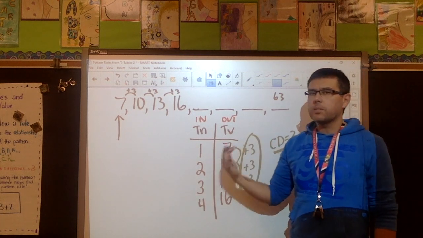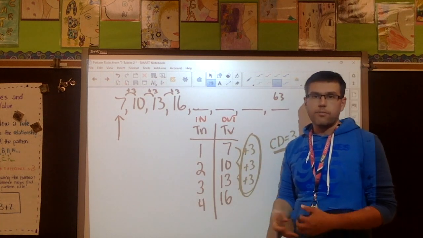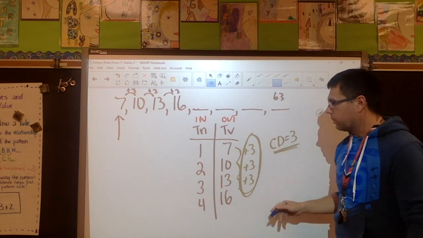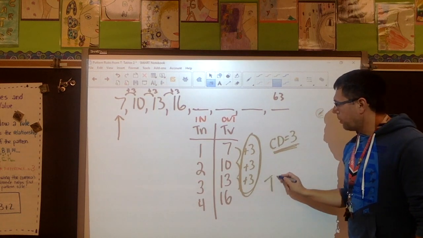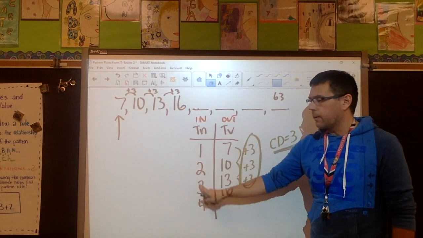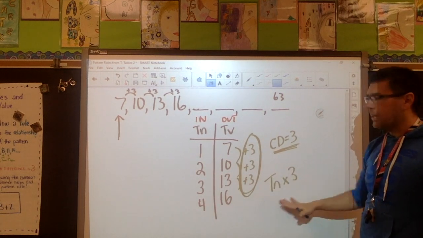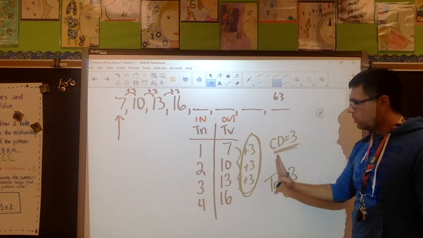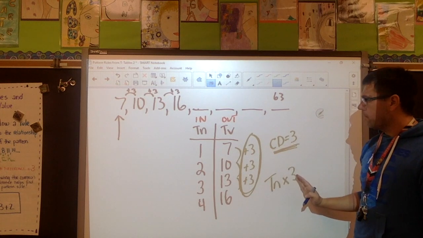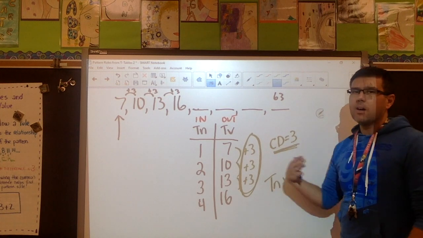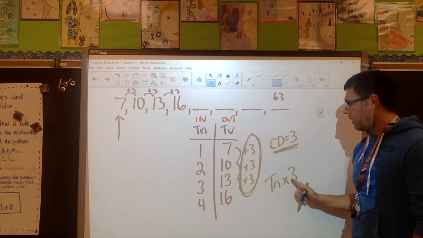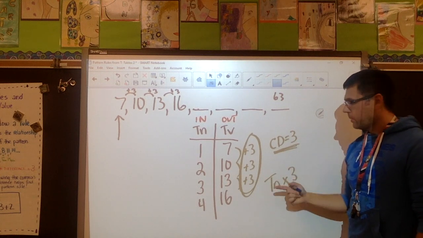So this is where we start to introduce letters, variables that stand for a value. In other words, any number, any term number that I put in, I'm going to multiply it by 3. This is the beginning of my pattern rule. Term number times 3.